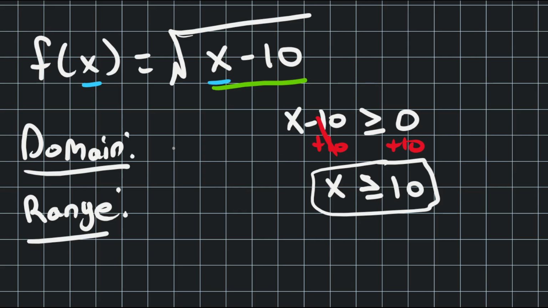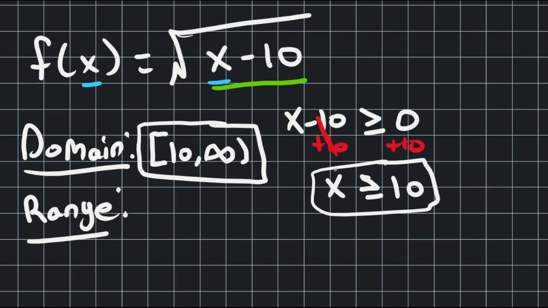And how do we represent that in interval notation? We will do a bracket, 10 to infinity, and parentheses. So this is the domain. X is greater than or equal to 10, or 10 through infinity, bracket, parentheses. That is our domain.